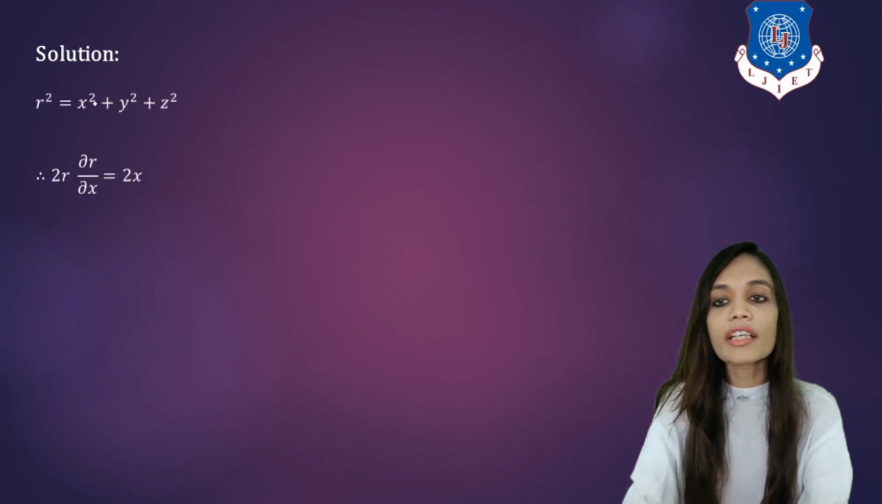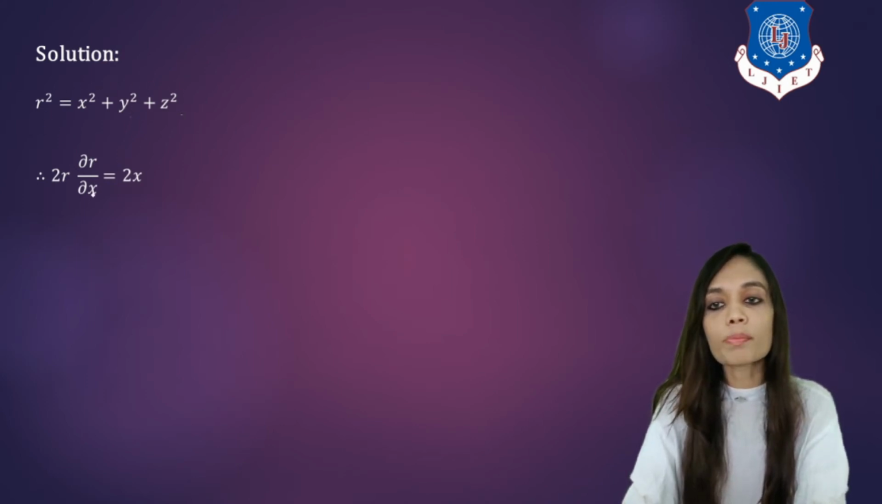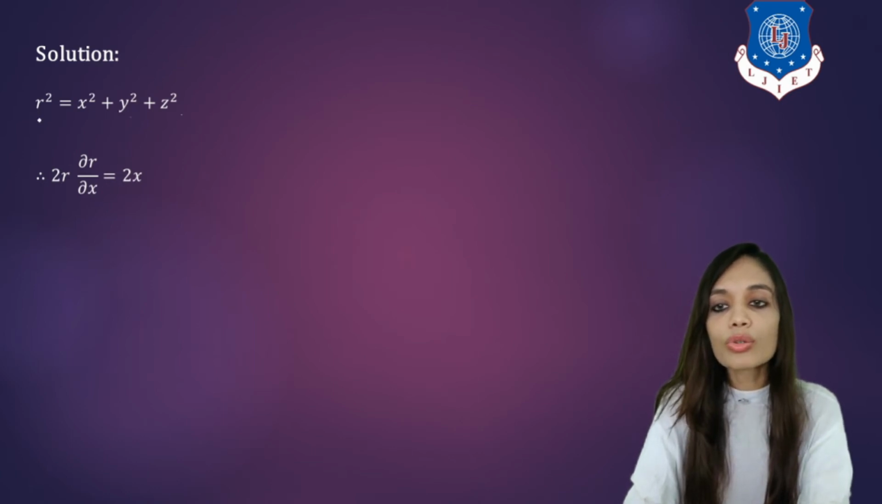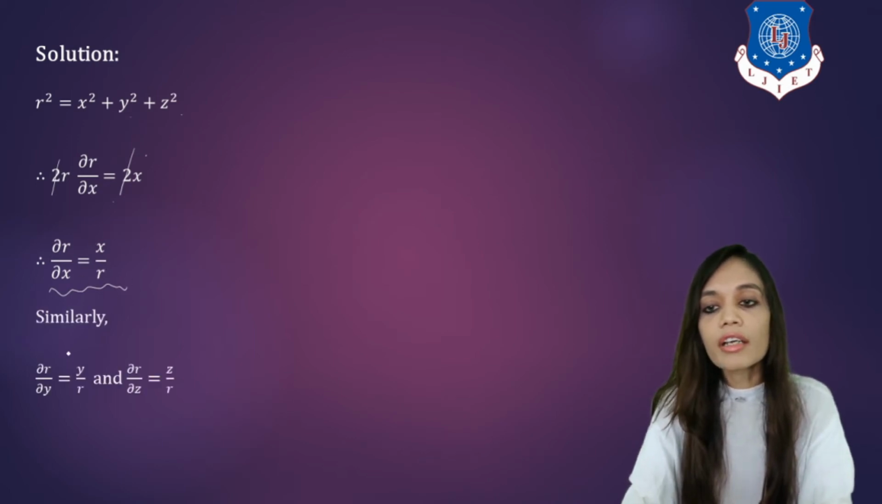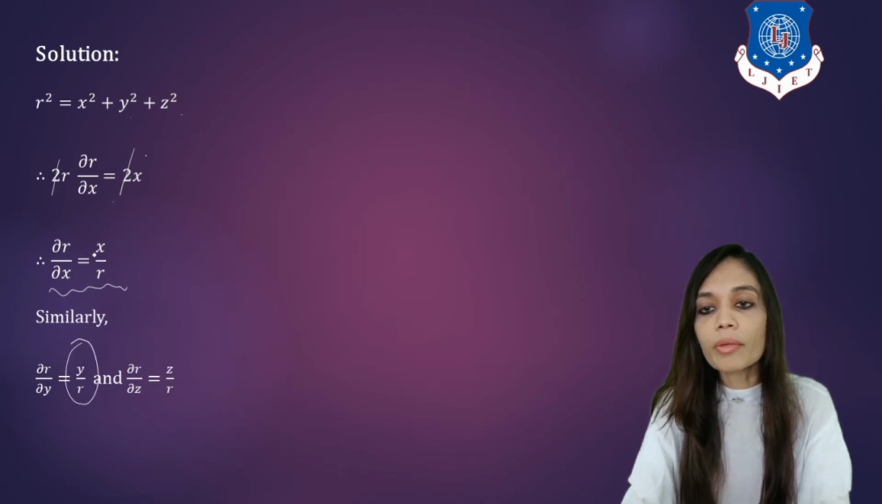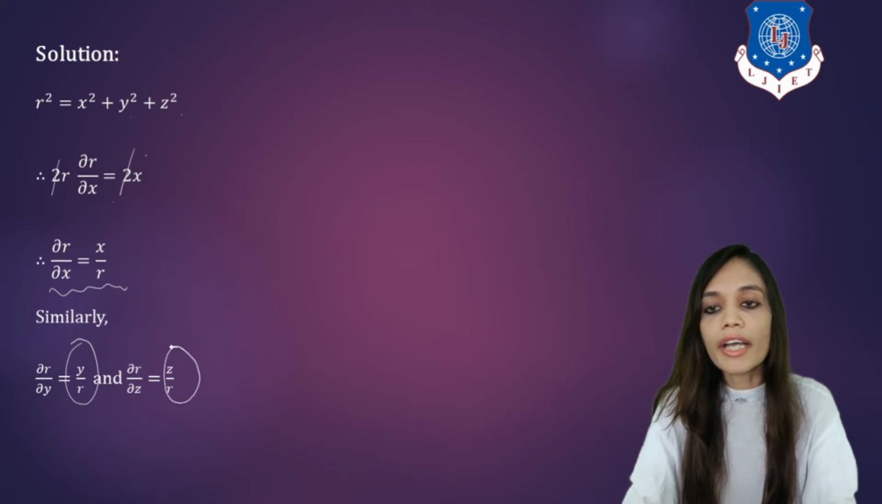So here also we are given r square is equal to x square plus y square plus z square. So find the derivative of this term with respect to x. So what we will get? 2r del r by del x is equal to 2x. This 2 will get cancelled out. So finally del r by del x will be equal to x upon r. Similarly, we can find del r by del y by just simply replacing x by y. So the answer will be y by r. Now replace by z. So del r by del z will be equal to z by r.